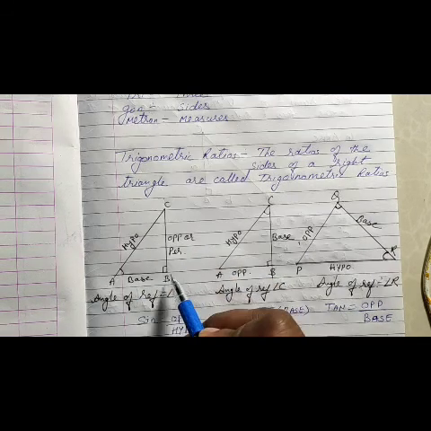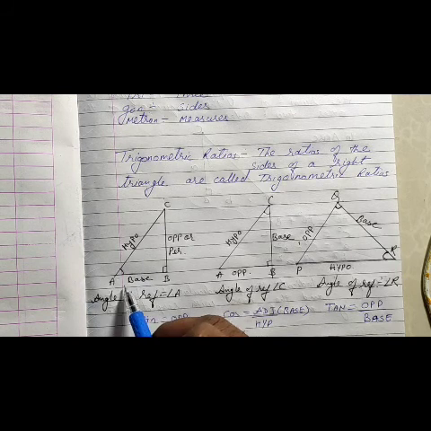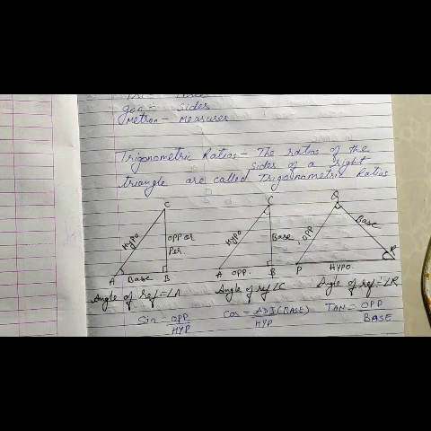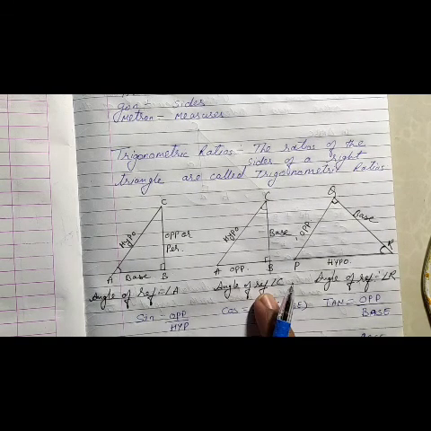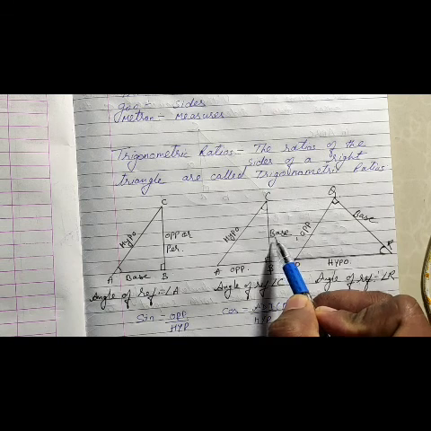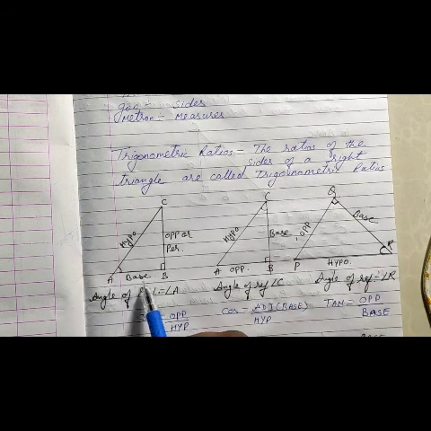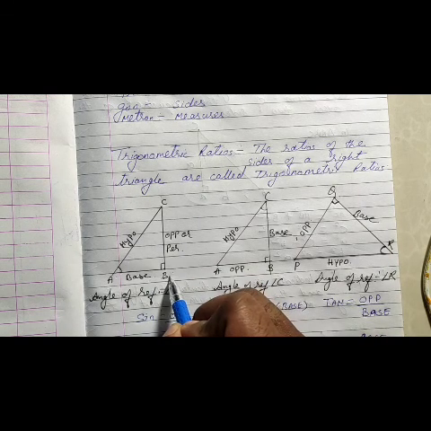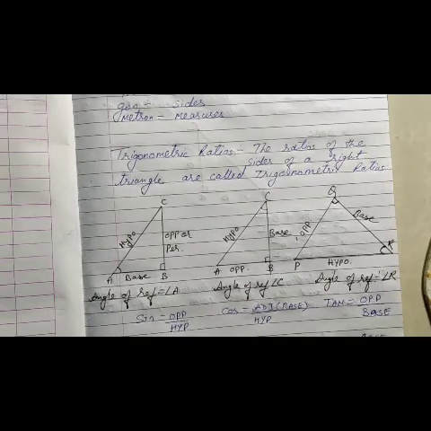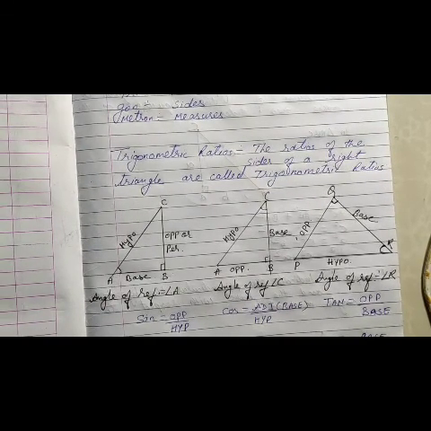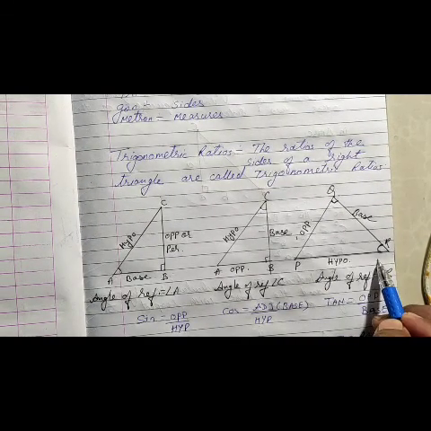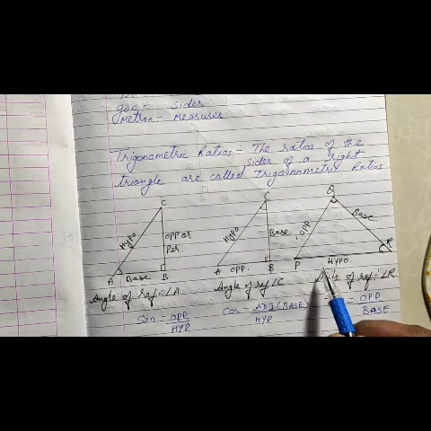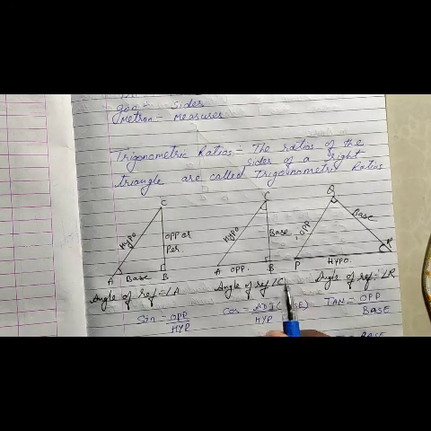So here in triangle ABC with reference angle A, the base is AB, BC is the opposite side and AC is the hypotenuse. And for the angle of reference C, the base is now BC and the opposite is AB. So this type of change we can see. Now in angle of reference R, the base is QR, opposite is PQ and the hypotenuse is PR.